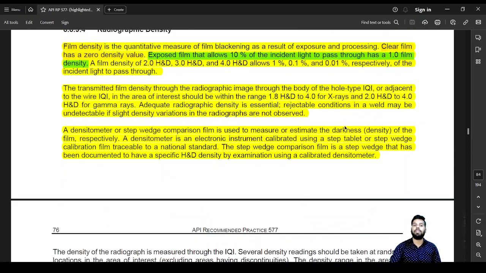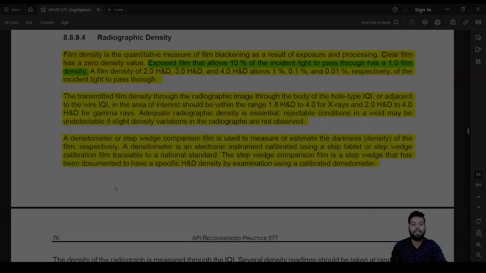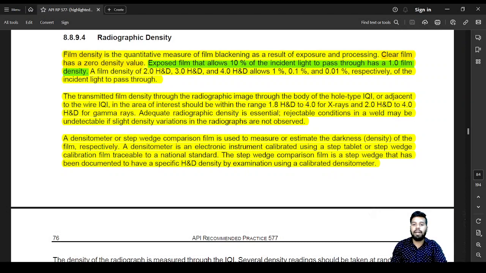Radiographic density, that is, density is basically color on the radiograph. The film density is a qualitative measure of film blackening as a result of exposure and processing. Clear film has 0 density value. Exposed film that allows 10% will be given density 1. So basically, there are different numbers that are given to density. Whenever you have seen an X-ray film, you see that it is generally black in color, where different densities are given to the radiograph.